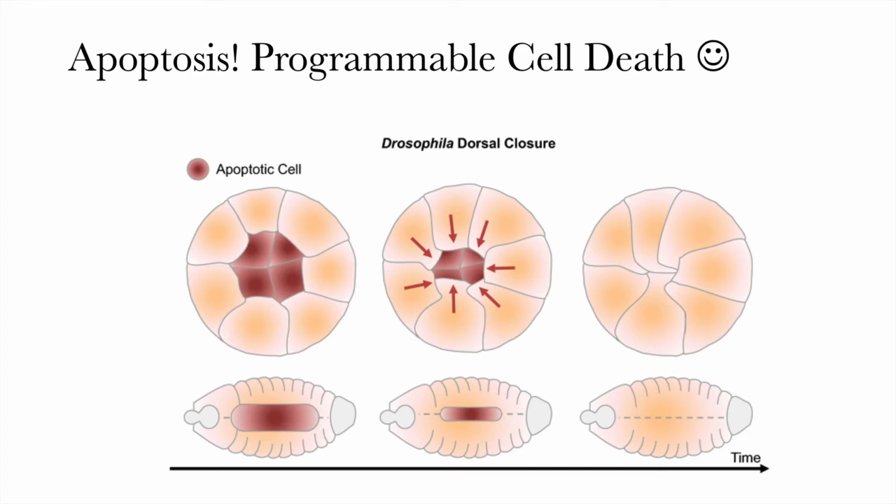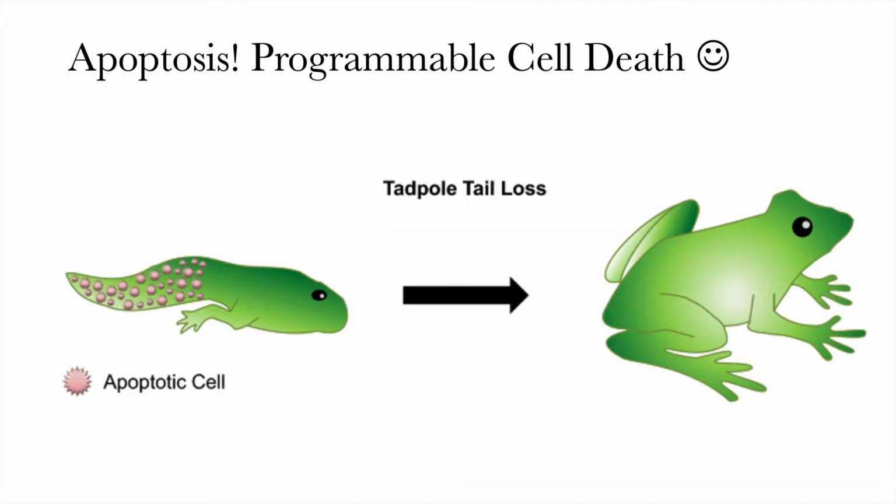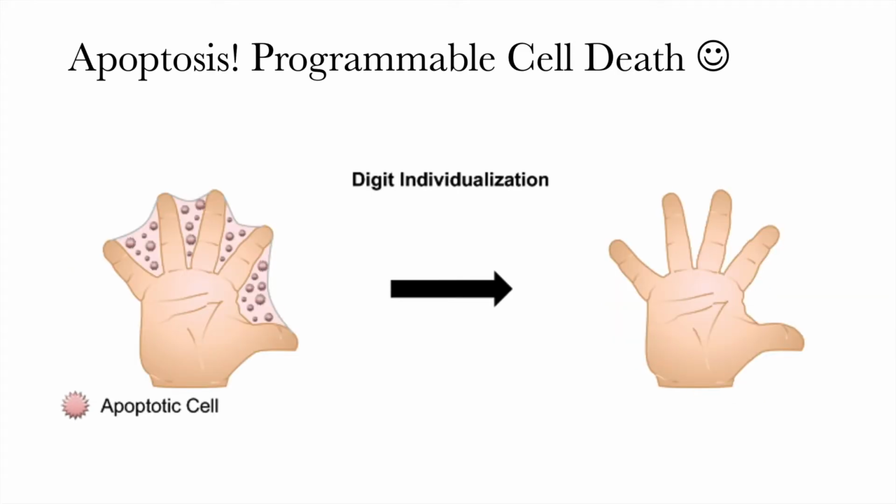Cell death sounds scary, but it's actually very helpful in some situations, such as in fruit flies for dorsal closure, for deleting structures, such as the tail of a tadpole, or for sculpting, such as in human finger forming. In humans, without apoptosis, cells can keep dividing, leading to cancer.